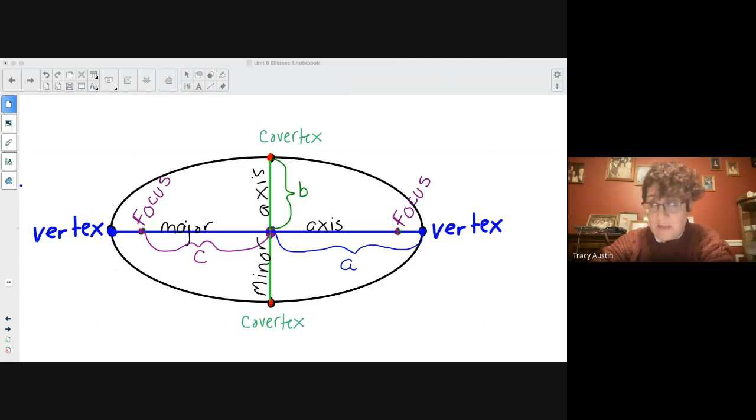Okay. And remember that C is what causes the shape to go from being a circle. So imagine you take the center of a circle and drag a point out from the center, going either horizontal or vertical. It's going to stretch it that way.